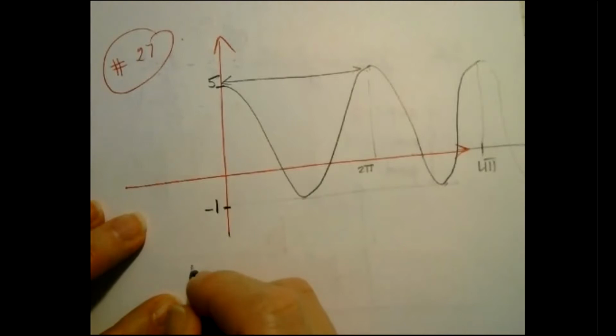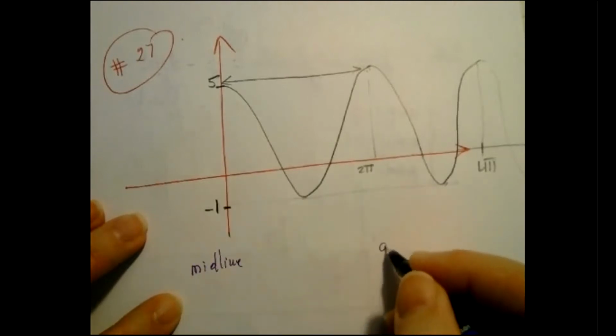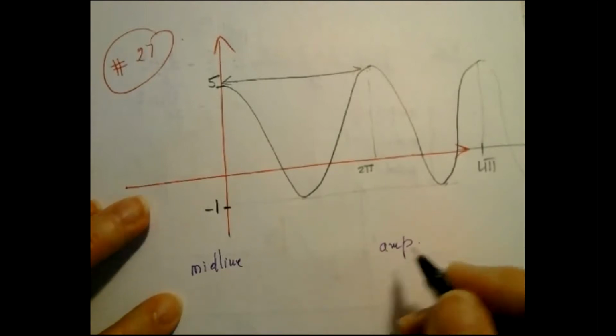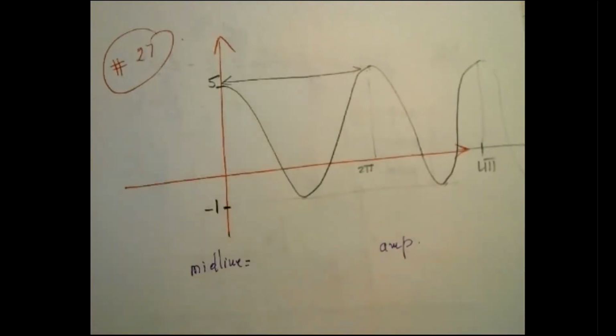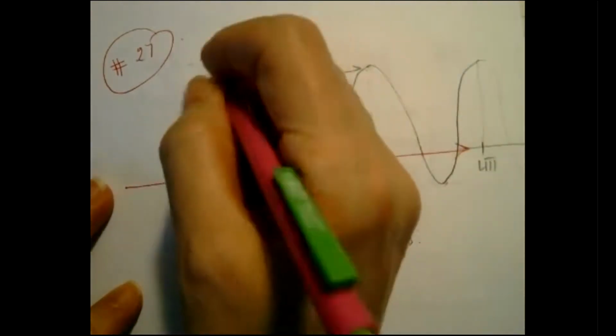So what's the midline here? What's the amplitude? The midline is 2 and the amplitude is 3. Very good. How did you get the midline? Did you figure it out or did you use a formula? I just looked at the picture. You look at the picture, which is what I like, but I will use both.